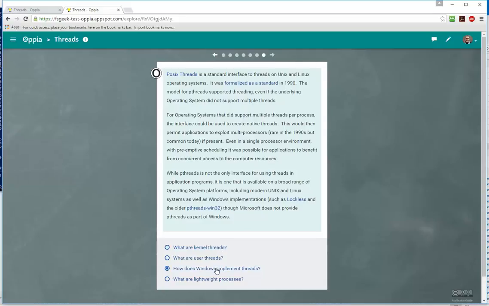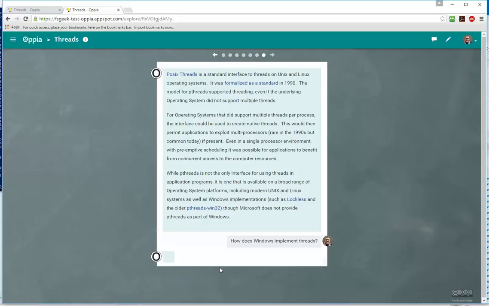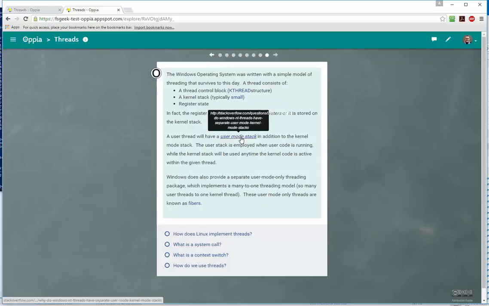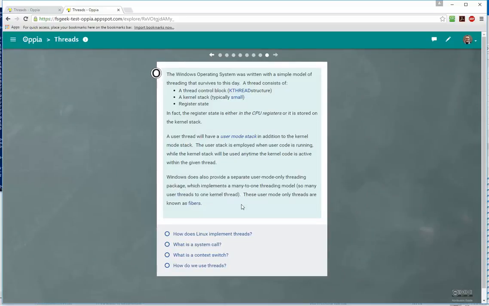So then we can go back and look at Windows threads, or we can do kernel threads and user threads. So let's pop over to Windows threads just so we can see how that compares. So we have Windows threads, and it describes the context it has, talks about user mode stacks, talks about fibers, which are sort of like threads on Windows, much more like lightweight processes are on a Linux system. So then we take people, we can take them back to Linux, or we can look at new topics like what is a system call and what is a context switch.